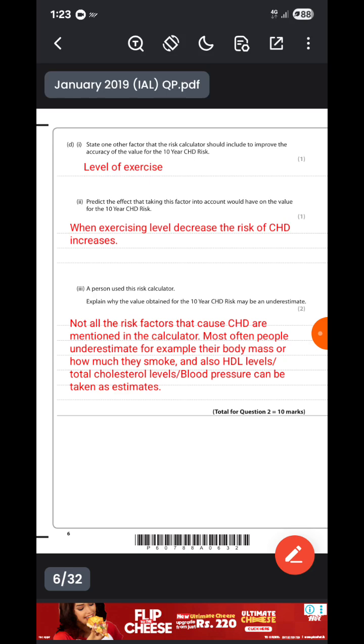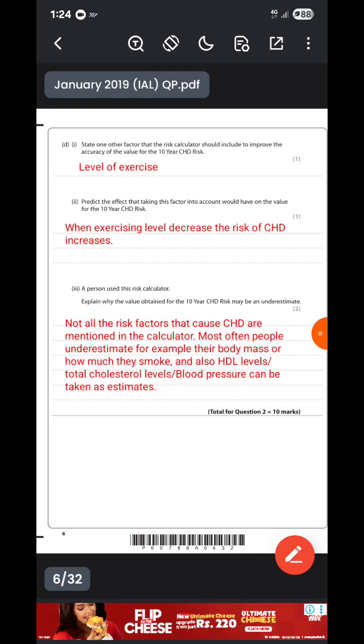But if we give a right explanation, then it would be like, if we take more salt, then our blood pressure will increase. So because of that, the risk of CHD also will increase. Okay, so I just gave an extra point, but you don't have to write like that because we are only getting 1 mark here. But if they gave 2 marks, then we can write it.